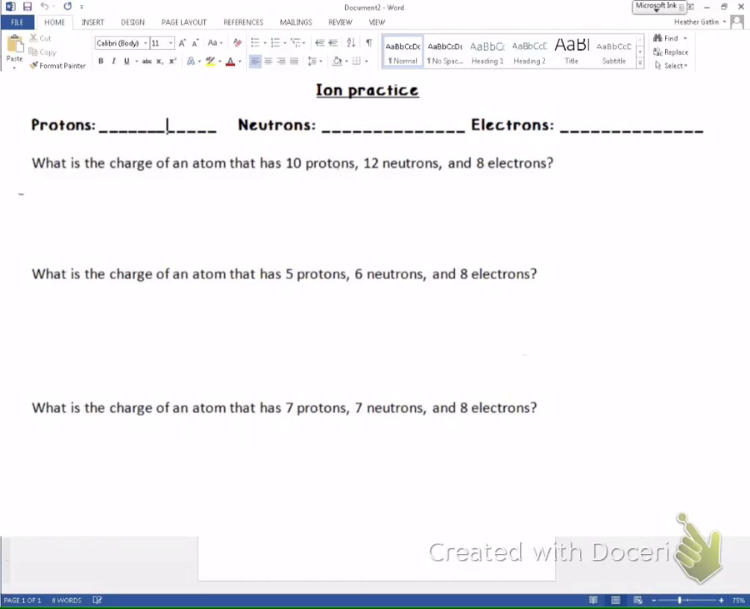Today we're going to talk about ions. Basically, an ion occurs when an atom has more or less electrons than what it has protons. To understand this, we need to understand the charges of the subatomic particles.